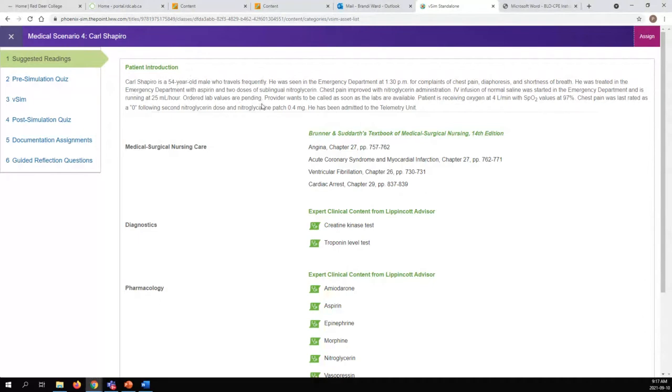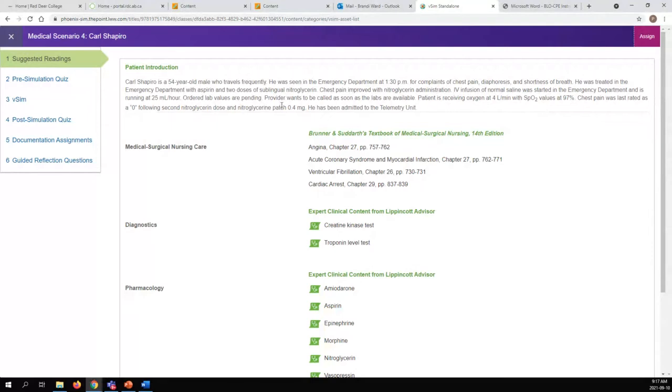So as you can see, Carl Shapiro is a 54-year-old male, travels frequently. He was seen in the ED at 1:30 p.m. for complaints of chest pain, diaphoresis, shortness of breath. He was treated in the emergency department with aspirin and 2 doses of sublingual nitro. Chest pain improved with nitro administration. IV infusion of normal saline was started at the emergency department and is running at 25 mL an hour.